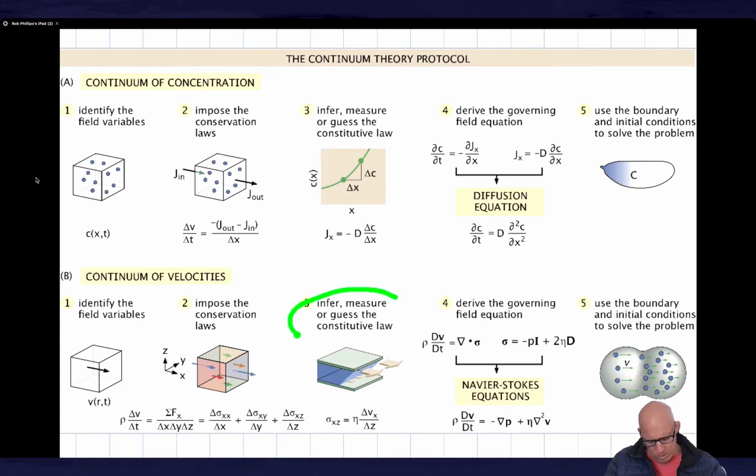The next point is we're going to infer, measure, or guess the constitutive law, as usual. And here I write the equation for a Newtonian fluid, which tells me how shear stresses are related to gradients in the velocity. So we'll come to that. Once we have the constitutive model and we have the balance law, we put them together, and out of that emerge these apparently innocent-looking governing equations, which really are incredibly hard to solve. So that's what the continuum theory protocol is going to amount to for us.